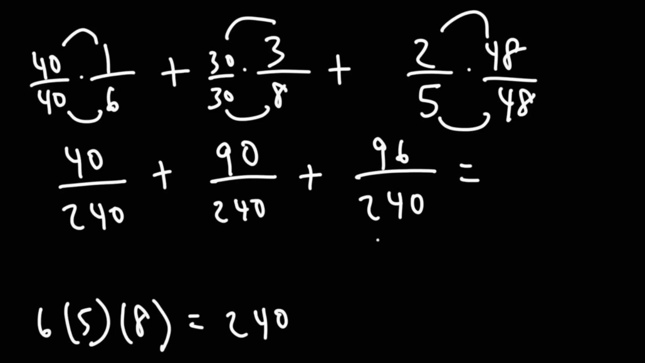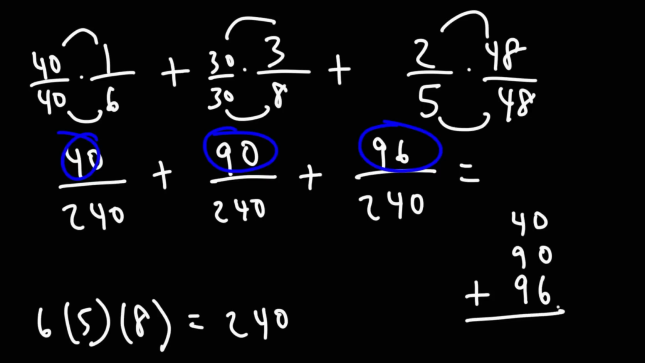So now all we need to do, at this point, is add the numerators of the three fractions. If you can't use a calculator, you can use long addition. 6 plus 0 plus 0 is 6. 9 plus 9 is 18, plus 4, that's 22, so this is going to be 226 over 240.